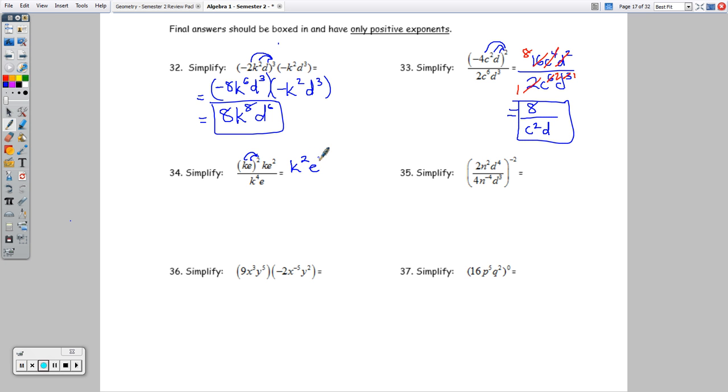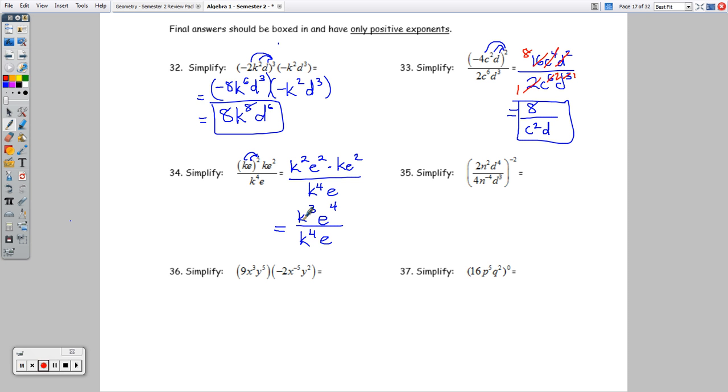So k squared e squared times k e squared on the top, and then k to the 4th e on the bottom. And now we just have multiplication on the top, the numerator part at least. So k squared times k would be k to the 3rd, 2 plus 1 there. And then e to the 2nd times e to the 2nd, 2 plus 2 would be 4. So you'd have k to the 4th over e still on the bottom.